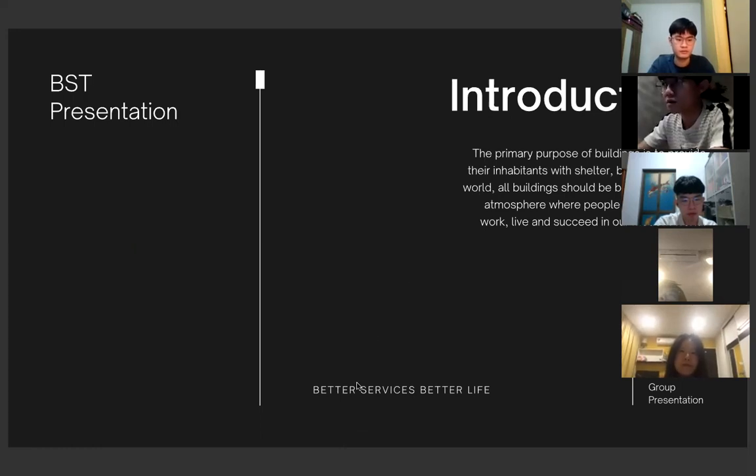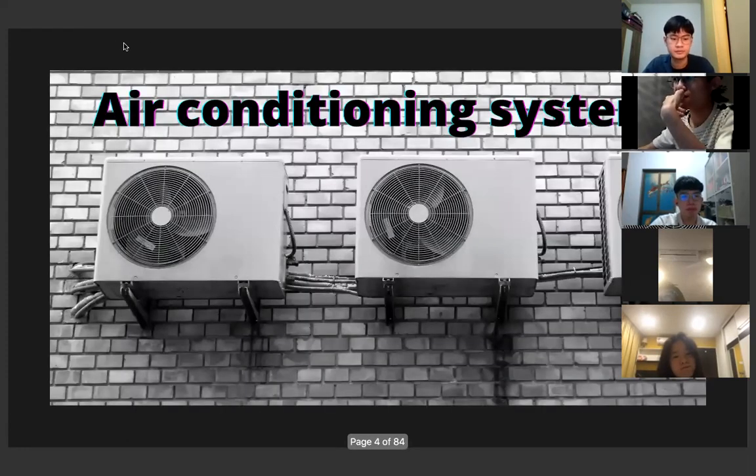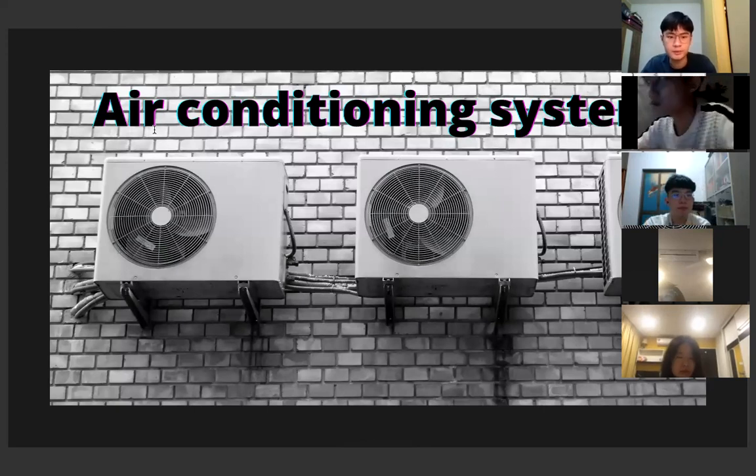As an introduction, the primary purpose of a building is to provide its inhabitants with shelter. But in our modern world, all buildings should be built to provide an atmosphere where people can feel secure, work, live, and succeed. So I'll be talking about the air conditioning system.